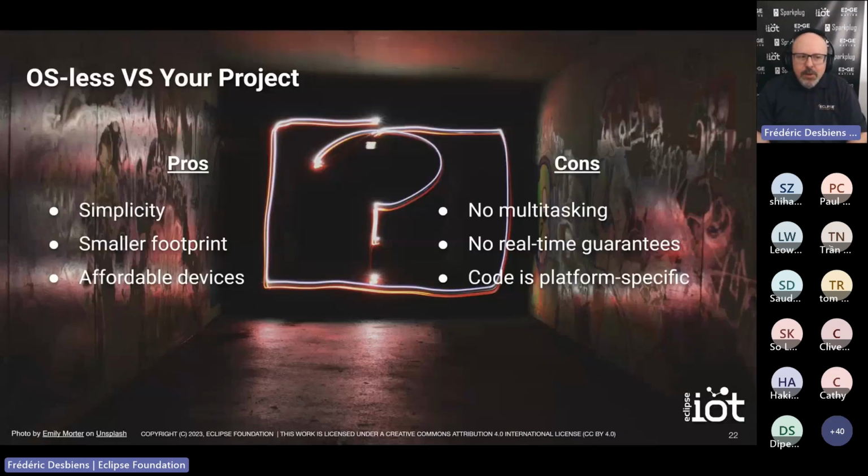So is that a good option for your project? Well, that's simple. It has a small footprint. The devices are very affordable and very power efficient. But once again, if we talk about real-time or mission-critical things, well, there's no multitasking there. There are no real-time guarantees. The code is, of course, platform-specific. So if you're trying to maximize the reuse of your code, then you will have a bit of extra work to do there to ensure that your code is cross-platform.